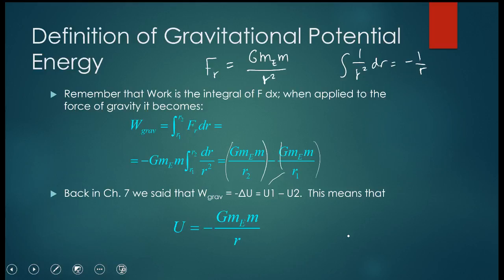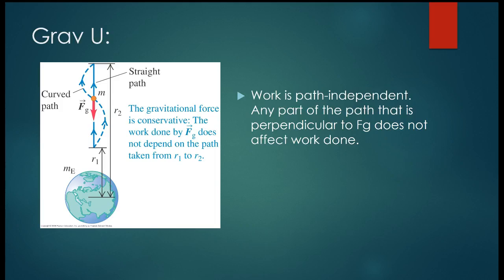So there's something very strange about this 1 over r equation that we'll explore. First of all, let's just say that this work is path independent. Okay? Gravity is a conservative force. So F gravity is conservative. So that means that the work done along any path from r1 to r2 will be the same. Okay, so we can go on a straight line path from r1 directly up to r2, or we can go on a curve. And the thing to keep in mind is that any time we're moving perpendicular to the force of gravity, there's no work being done.